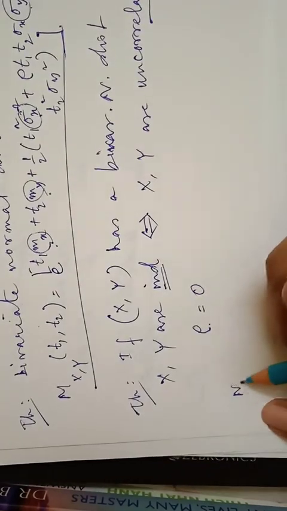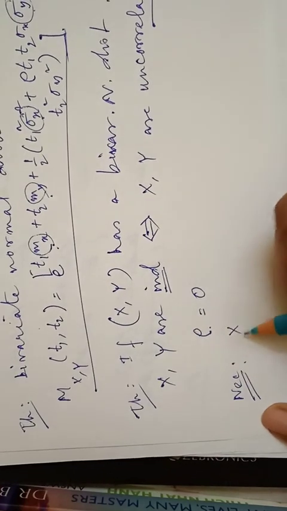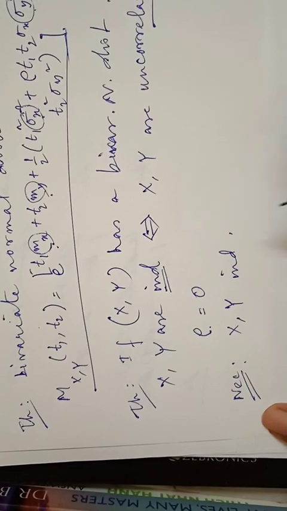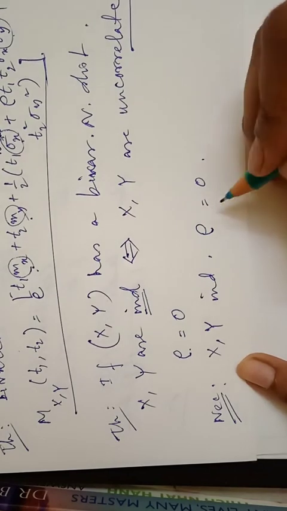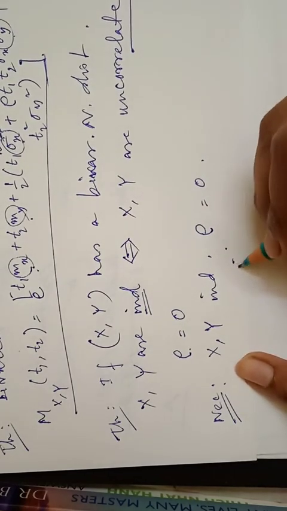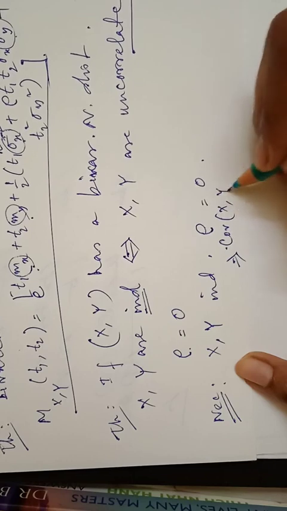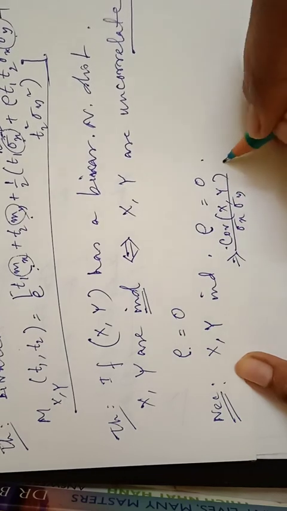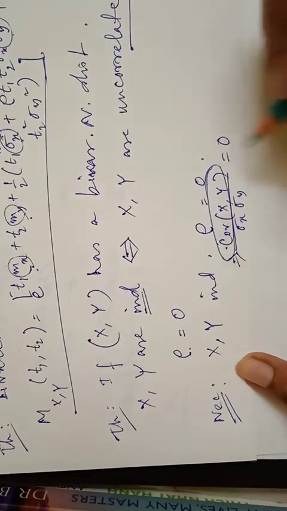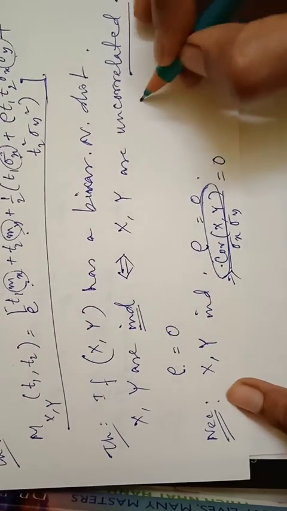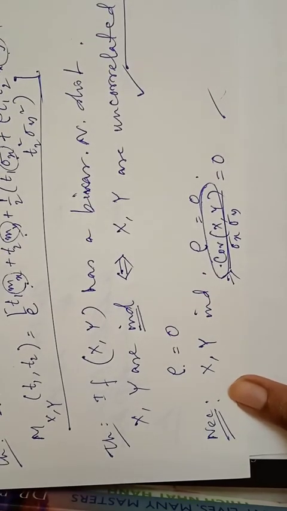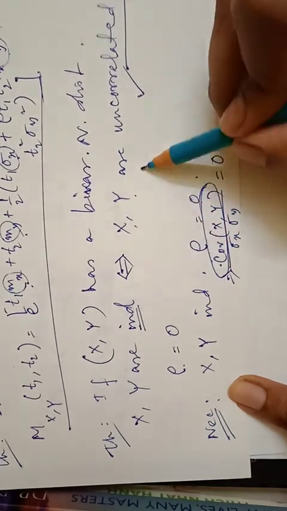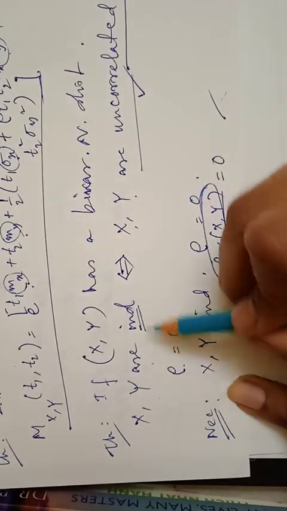So for the necessary part, if X and Y are independent random variables, then by the previous theorem rho must be equal to 0, right? Now when rho equals 0, what is rho? Rho is the covariance of X, Y divided by sigma_x sigma_y. This whole quantity is 0, which means the covariance is also equal to 0. So X and Y are uncorrelated. This proves the necessary part. Now we need to prove the sufficient part. That means if X and Y are uncorrelated, then we have to prove X and Y must be independent.